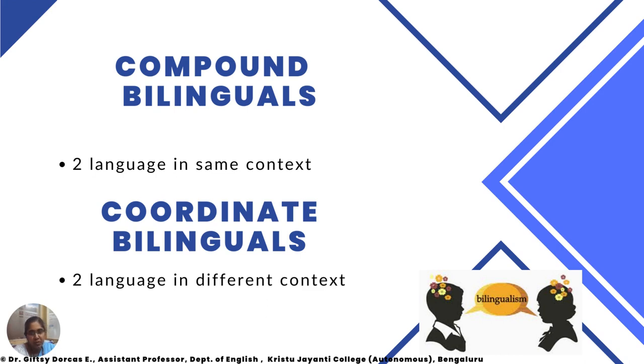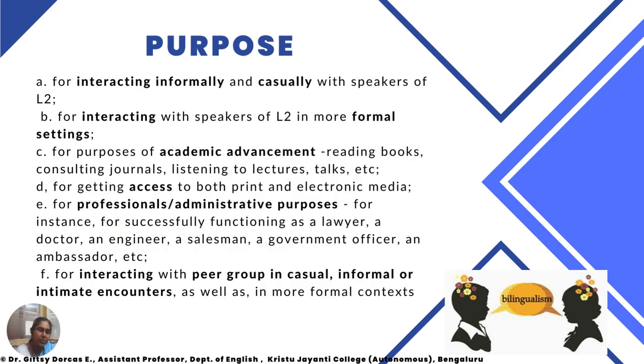So what is the purpose of bilingualism? One, the purpose is for interacting informally and casually with the speakers of language two, and the next is to interact with the speakers of language two even in a formal setting. Mostly, a second language is learned for the purpose of academic development. Mostly it is for reading books, writing journals, writing articles, and listening to lectures or talks. They also learn the second language to get access to both print and electronic media.